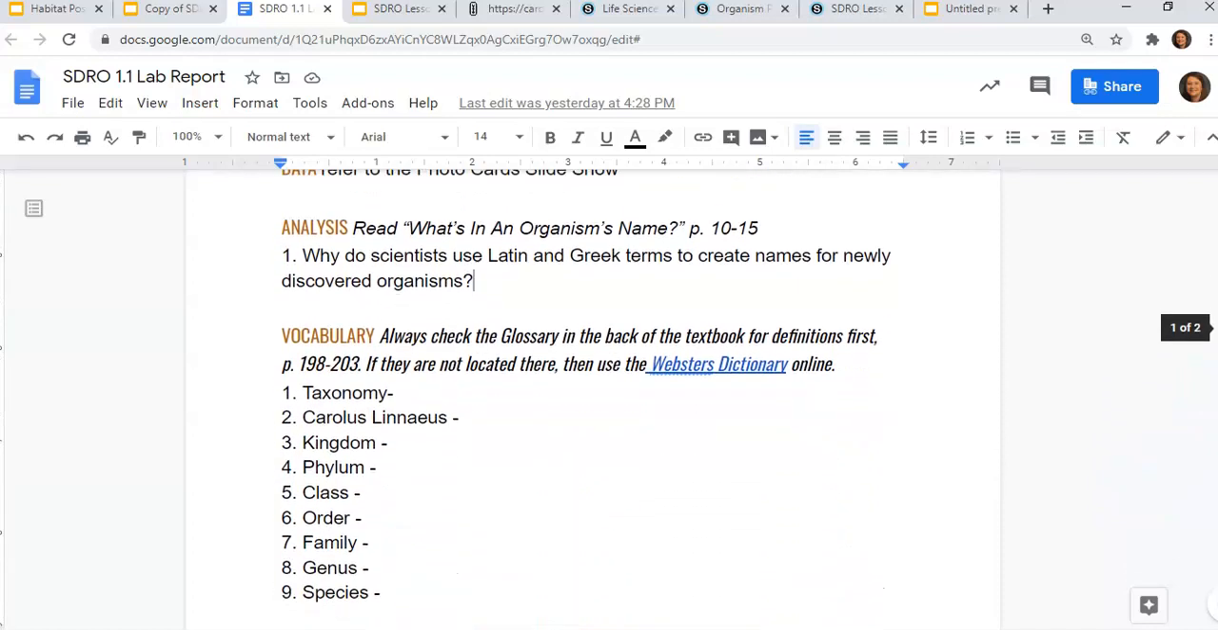Why do scientists use Latin and Greek terms to create names for newly discovered organisms? Well, after reading that reading selection, you will know more about that, and so you will fill that in there. Okay, then on our labs, most of the time we have a vocabulary section.